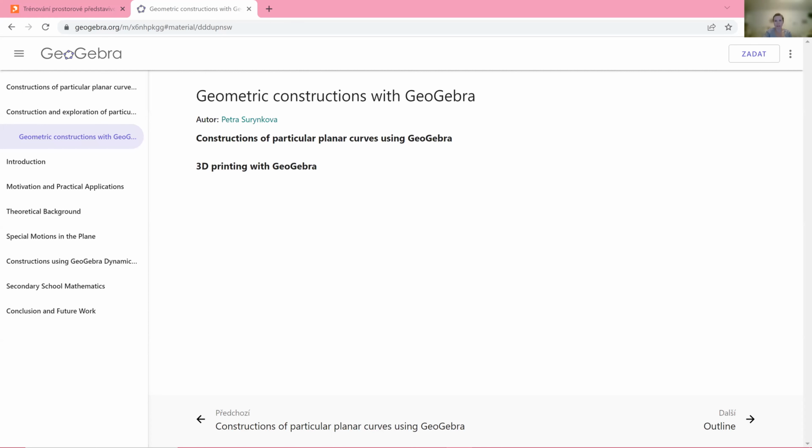So let me share my screen. I would like to speak about, firstly, geometric construction in the plane. So I will share the screen first. I hope that you can see it now. So yes, we can see you. Okay, perfect. So firstly, what I am using GeoGebra for in my lessons.